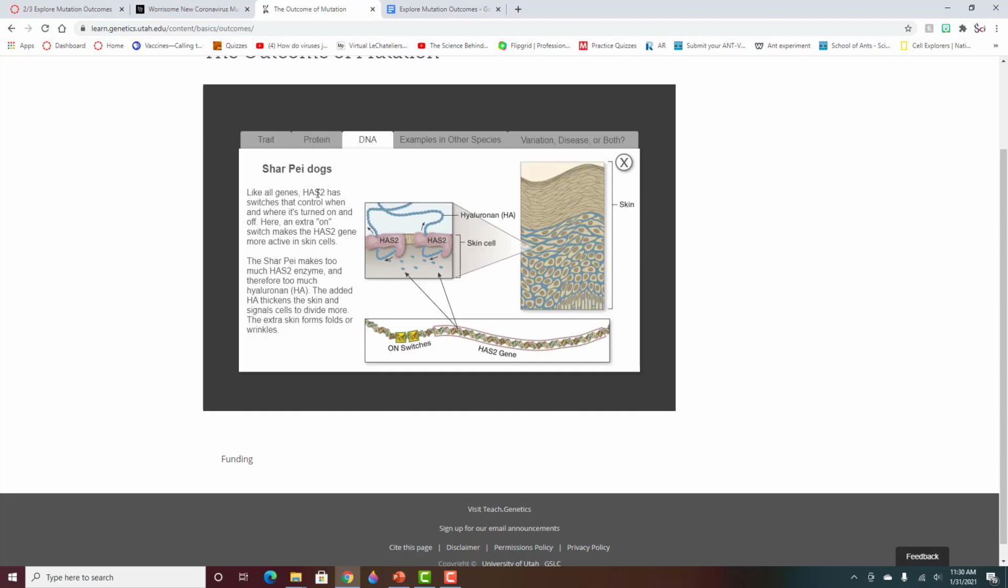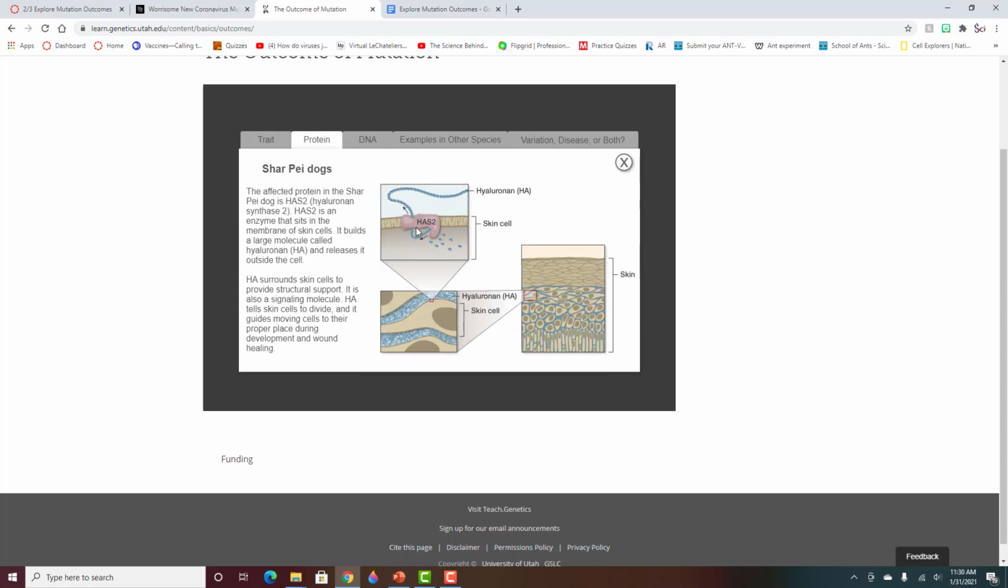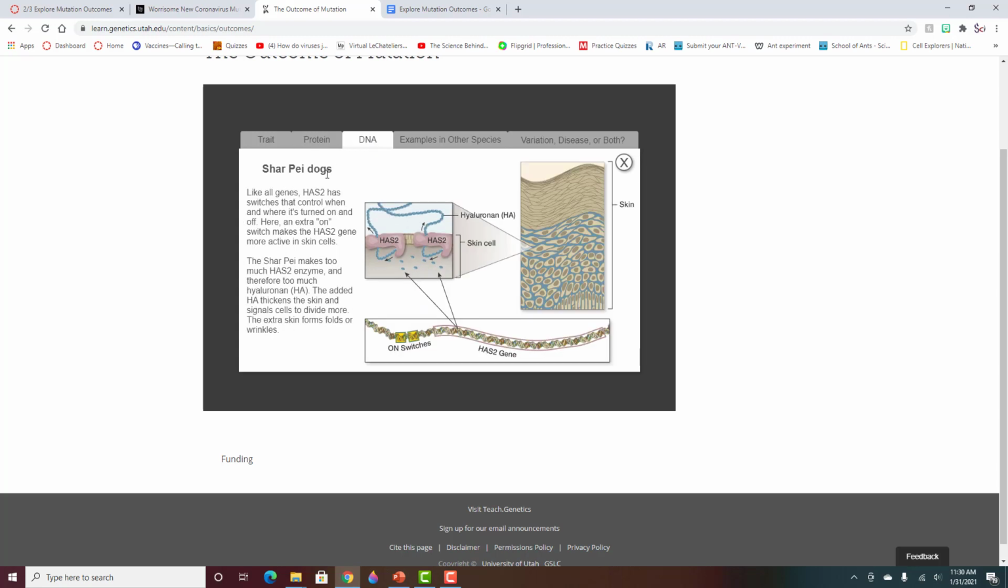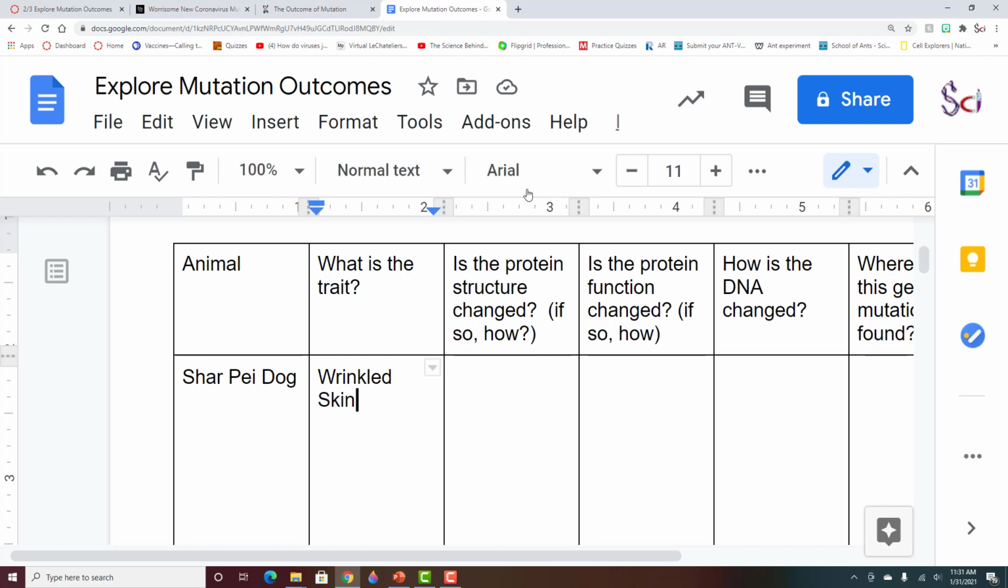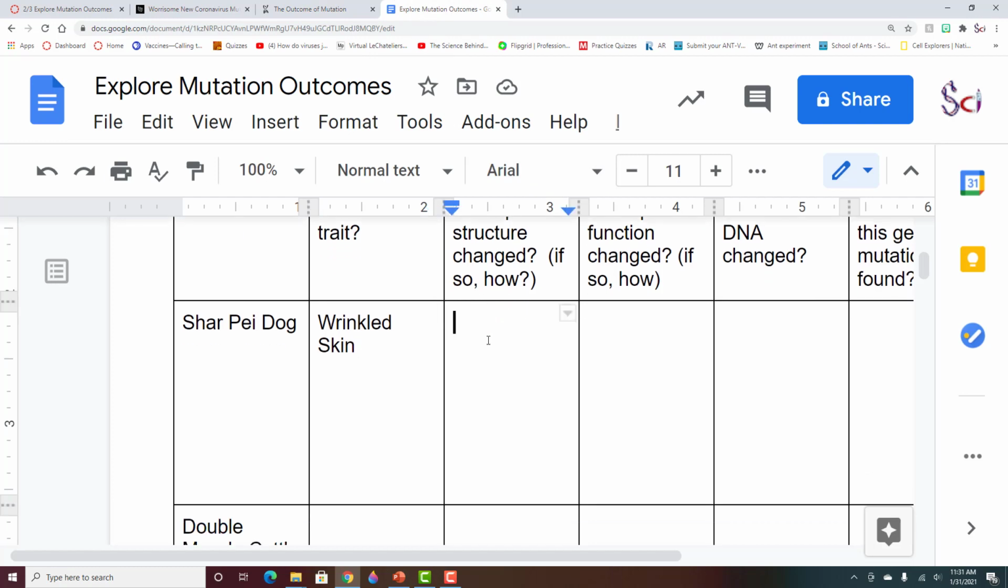So it says, like all genes, HAS2 has switches that control when and where it's turned on and off. Here, an extra on switch makes the HAS2 gene more active. So what that's telling me is the HAS2 protein itself is not affected here. The protein is fine. The protein functions normally. The gene change is in the DNA this time, and so it's in the HAS2 switch area, which is not part of the protein. So I would go here and I would say, is the protein structure changed? And I would put no.